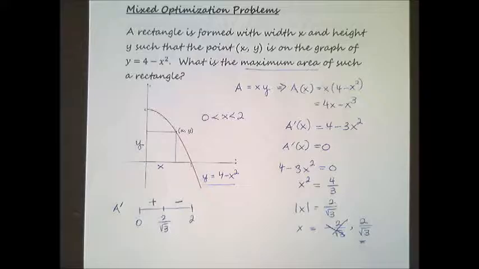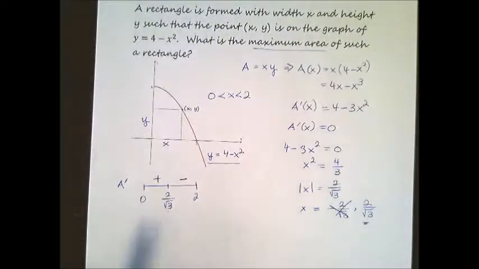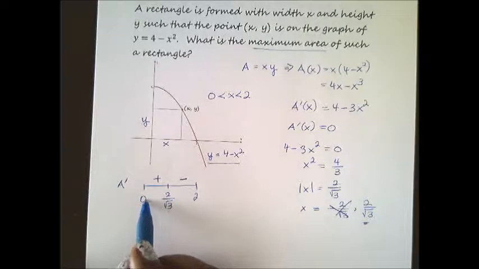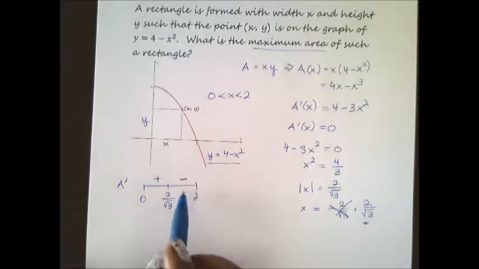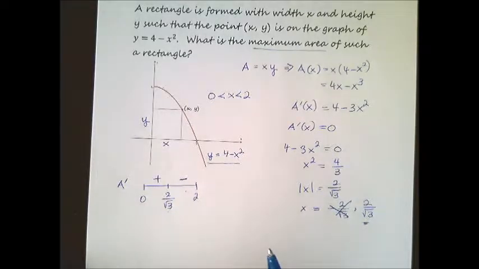So that's how I thought of my signs. Some people like to use test values, and that's okay. So since the sign of A prime changes from positive to negative, I know that this is a relative maximum. And furthermore, since it's the only critical point on the interval, it's an absolute maximum.